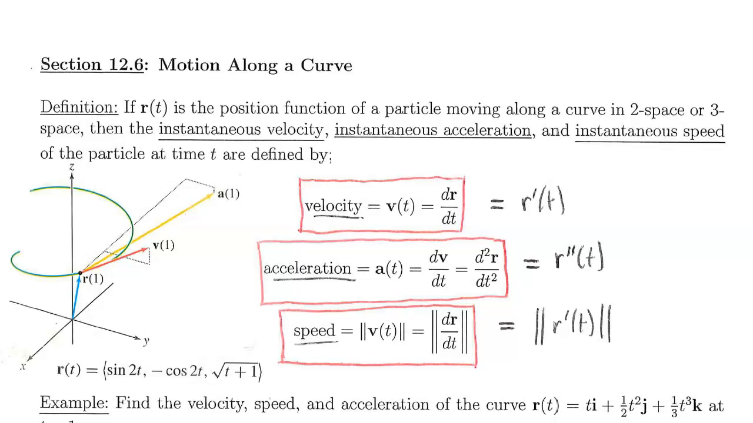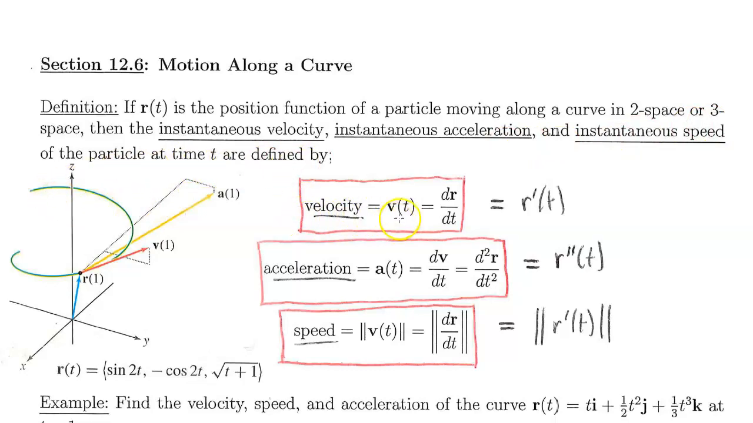In this video, we're going to talk about motion along a curve. So let's begin with a definition. If r of t is the position function of a particle moving along a curve in 2-space or 3-space, then the instantaneous velocity, or sometimes we just say velocity, instantaneous acceleration, again we just say acceleration, and instantaneous speed of the particle at time t are defined by these formulas.